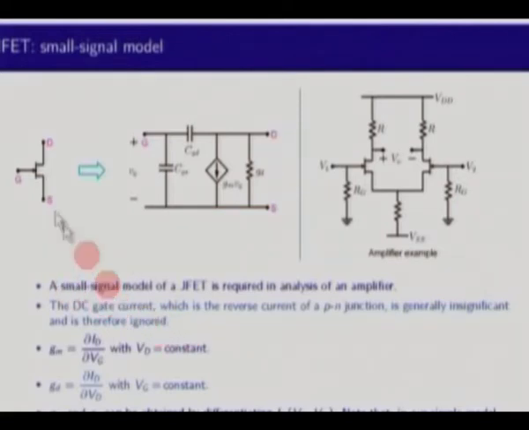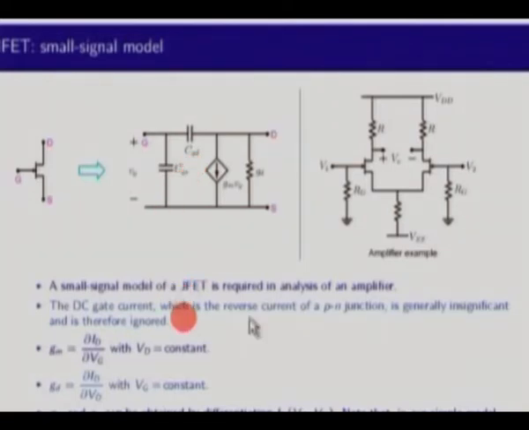But apart from that, since it's a P plus N junction, we also have a capacitance. Between G and S there is a capacitance CGS. Between G and D, there is a capacitance CGD. And these capacitances are actually important because they will limit the performance of your circuit at high frequencies. If the frequencies are low, then of course these are open circuits and they are not there.